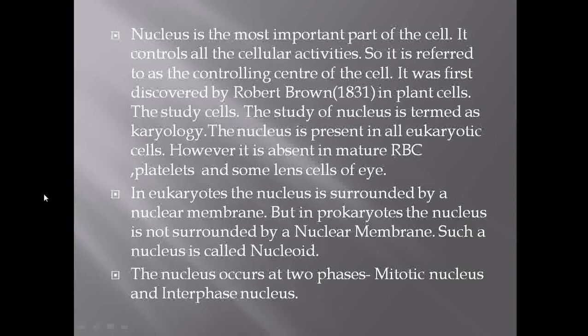In eukaryotes, the nucleus is surrounded by a nuclear membrane, and in prokaryotes, the nucleus is not surrounded by a nuclear membrane. So this is the difference. Such a nucleus which does not have a nuclear membrane is called a nucleoid. The nucleus occurs in two phases: one is the mitotic nucleus and another is the interphase nucleus.